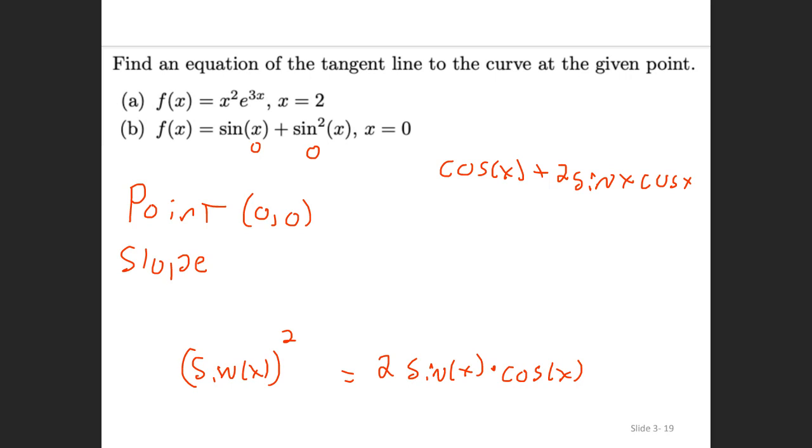All right, so if I put 0 in here, cosine of 0 is 1 plus, well, this is going to end up being 0. So my slope is going to be 1. So my equation, y minus 0 is equal to 1 times x minus 0. So we could just have y is equal to x, right?